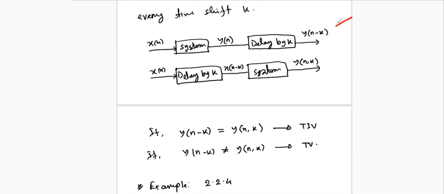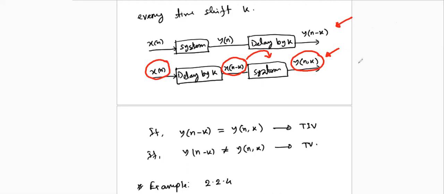One is y[n, n minus k]. That means the output is shifted by k samples. And another one is y[n, k]. It means your input is first shifted by k samples, and afterwards it is given to the system, and this is the output.